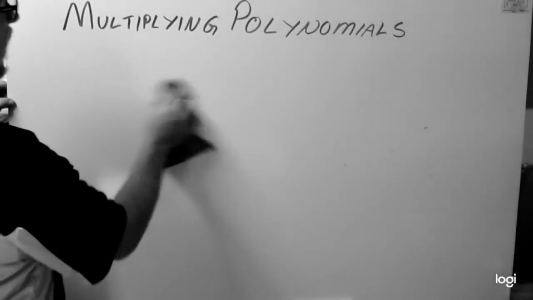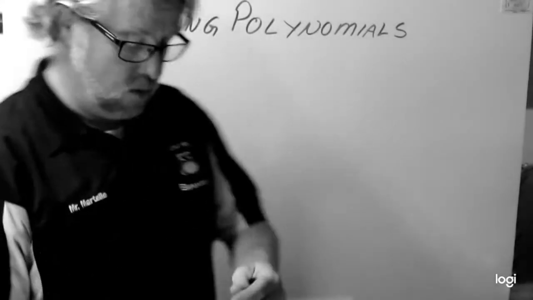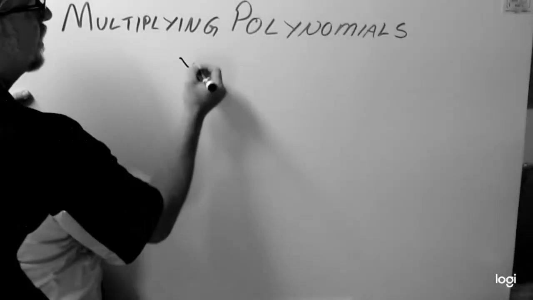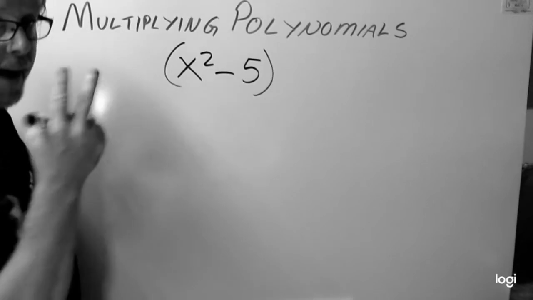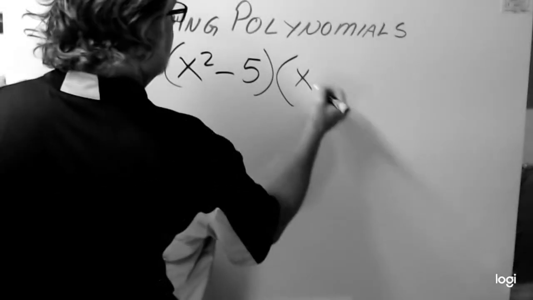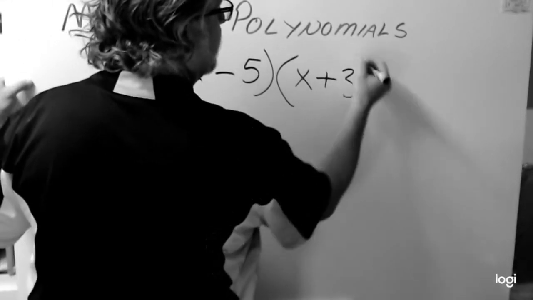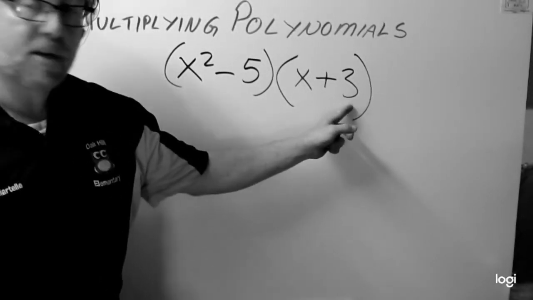Binomial times a binomial. Bi means 2, so this will be a set of 2 times a set of 2. Let's do something real simple. Let's say x squared minus 5. It's a binomial, 2 terms, first term, second term. And let's do x plus 3. Again, 2 terms.